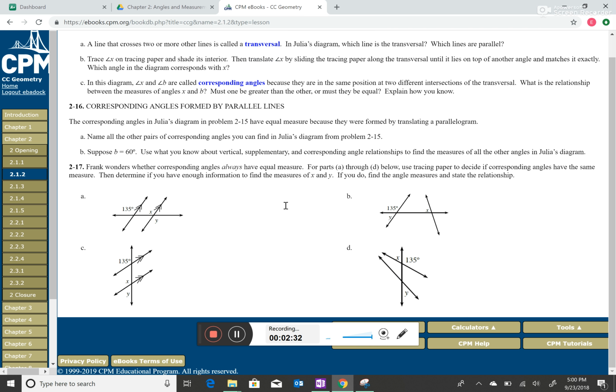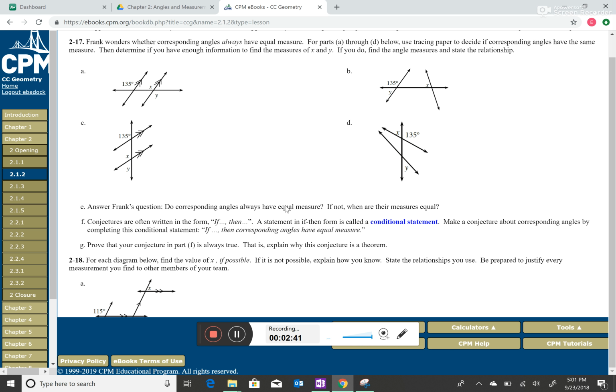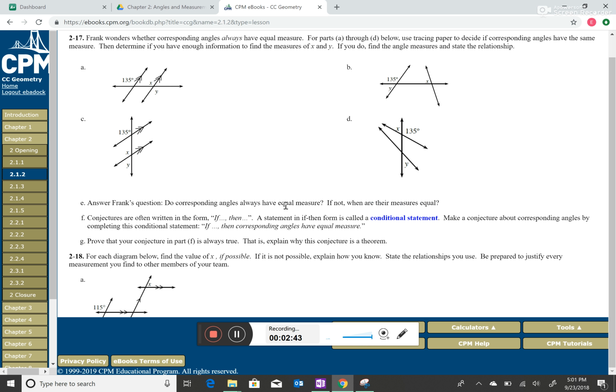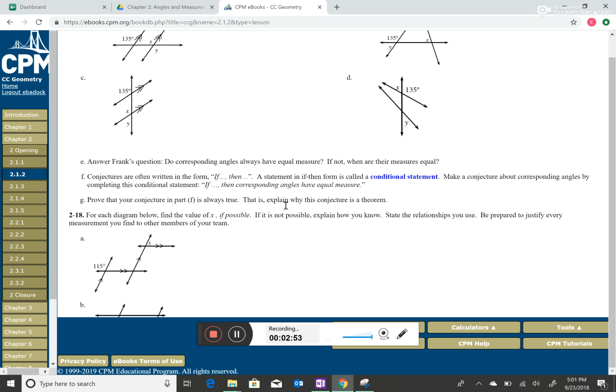Then we go on to 2-16, which talks about corresponding angles formed by parallel lines. So that's going off of 2-15. And then you go on to 2-17 and 2-18, which talks about what angles are the same, which angles are different. Can you tell if angles are the same here? Did they give you enough information?